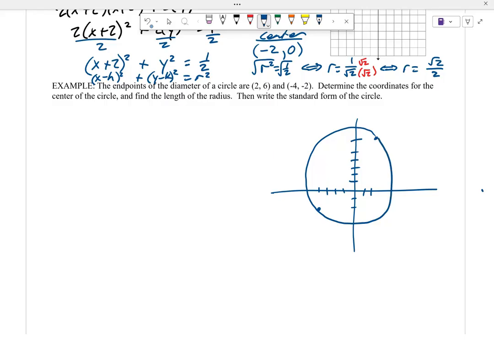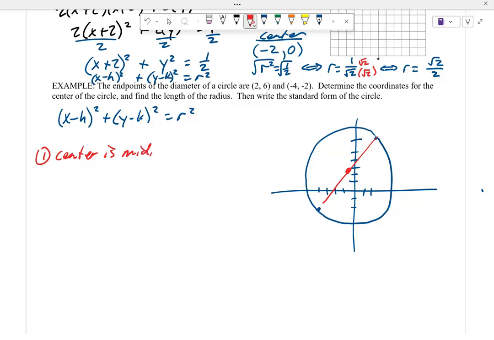So those are the endpoints of a circle. Determine the coordinates for the center of the circle, find the length of the radius, then write the standard form. So we need the HK, we need the center, right? So what would the center be? Well, we don't know where the midpoint is between those two that are on the diameter, but we can use the midpoint equation to find the center, right? So the center is the midpoint between 2, 6, and -4, -2.